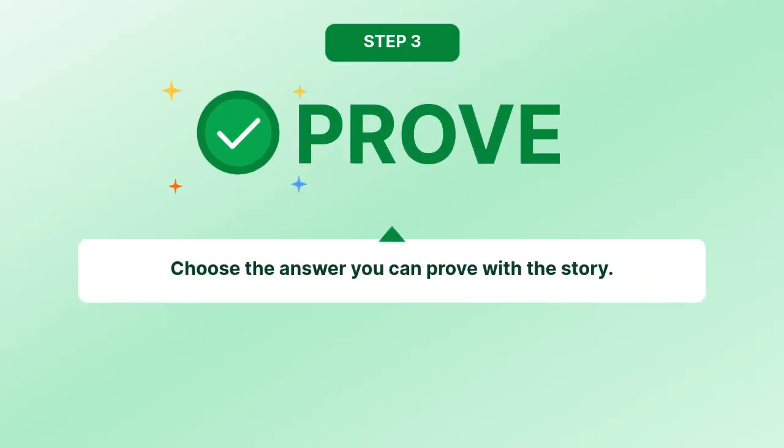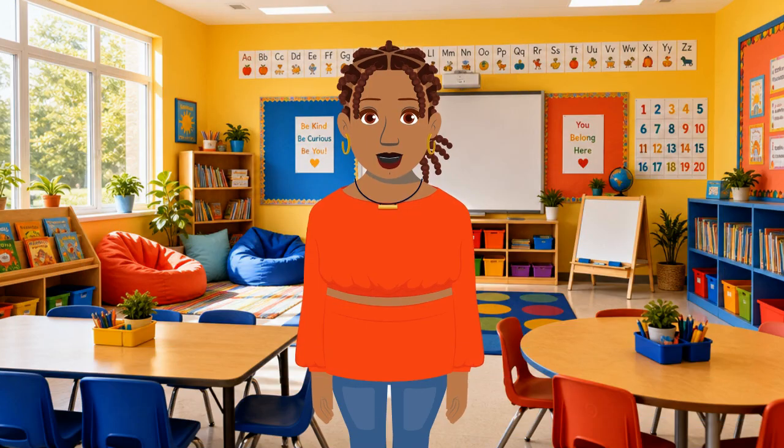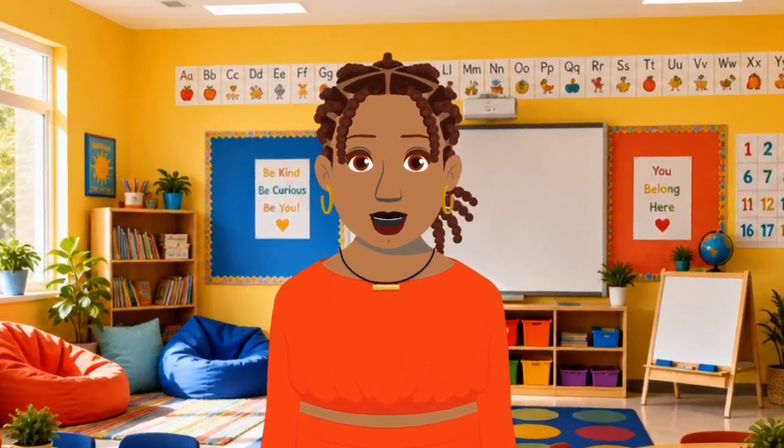Step 3 is prove. Choose the answer that you can prove using words from the story. If the story says it, you can prove it. That's how great readers think. So our strategy is read, look, and prove. 3 simple steps that help you find the right answer every single time. Now let's try it together with a real story.